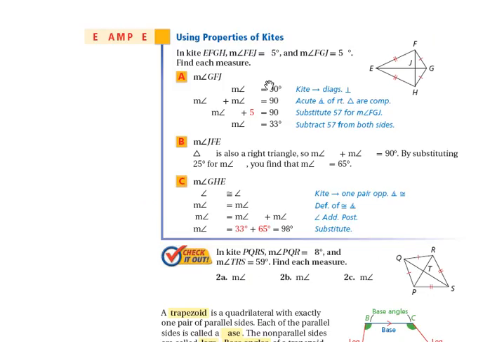Here is another example, and here what we're looking at is this kite that the diagram is showing. They're giving us some different angles, and we can use some different properties of kites to figure out some of these other angles as well.